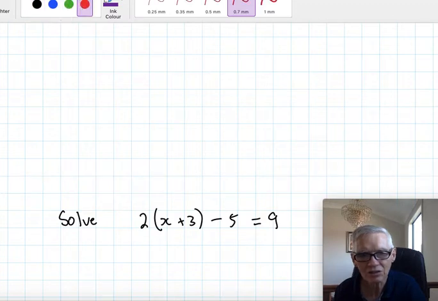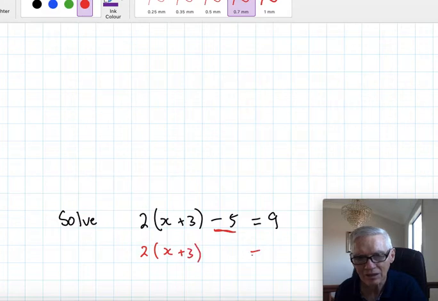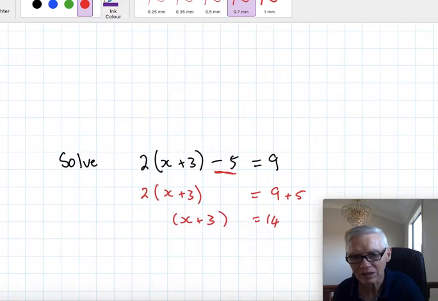The first thing I do is I get rid of subtraction and addition. I can't touch this one because it's in brackets. Brackets is last. So I write 2(x plus 3) equals 9 plus 5. 9 plus 5 we know is 14. Then brackets comes last, so we have to divide by 2. So my x plus 3 has to be 14 divided by 2. So I remove the 2. That gives me an answer of 7.